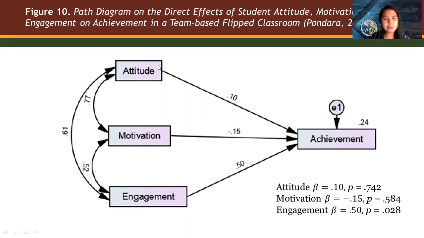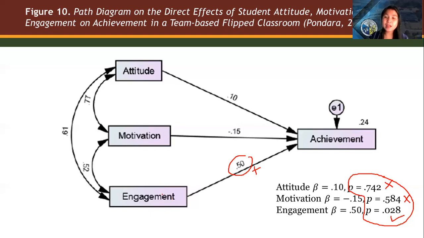But you see, can attitude predict achievement? Yes, at 0.10. Can motivation predict achievement? You see at negative 0.15. It means negative predictor. Can engagement predict achievement? Yes, at 0.50. But you look at the p-values. I told you a while ago that it's only significant if the p-value is less than 0.05. So attitude is not a significant predictor. Motivation is not a significant predictor, while engagement is a significant predictor. You look at this one again, it's a positive significant predictor.